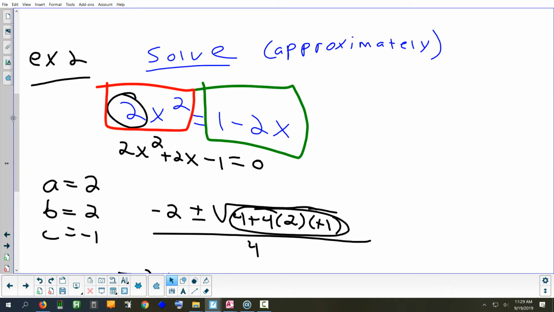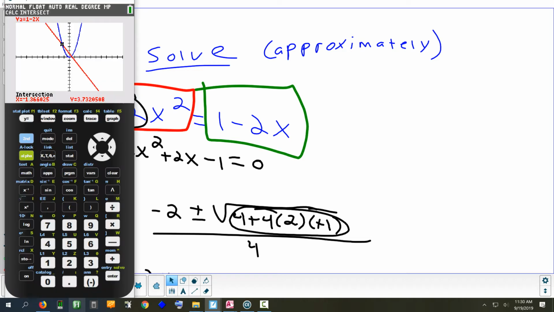Yeah. So I graphed each equation, one in y1, one in y2, and then second calc, and then you can go intersect. And you should be able to get both your answers that way.